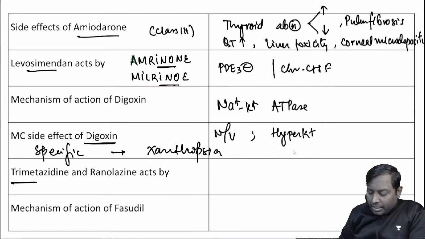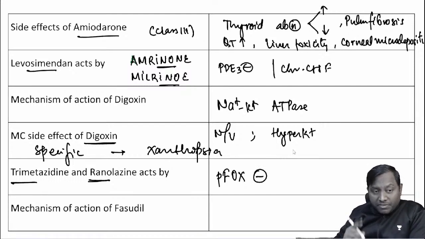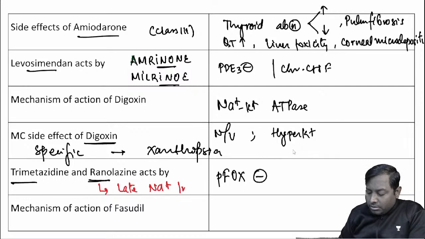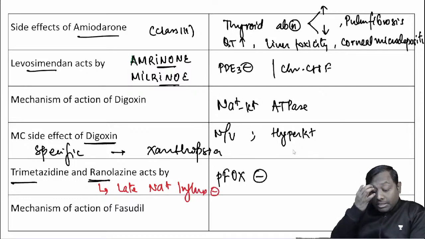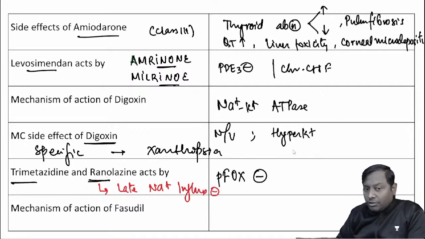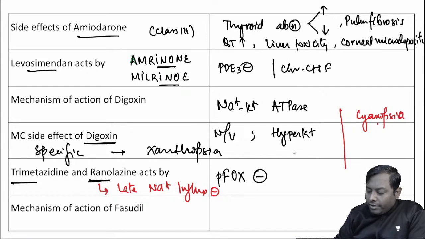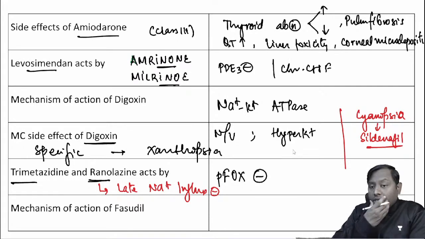Trimetazidine, ranolazine: try running from today itself if you want to burn your fat. So, fatty acid oxidation inhibitor. But if the examiner specifically asks what is the main mechanism of action of ranolazine, that is the late sodium influx inhibitor. Xanthopsia is yellow vision. But if the examiner asks which of the following drugs causes cyanopsia, associated with your favorite blue pill, that is sildenafil.